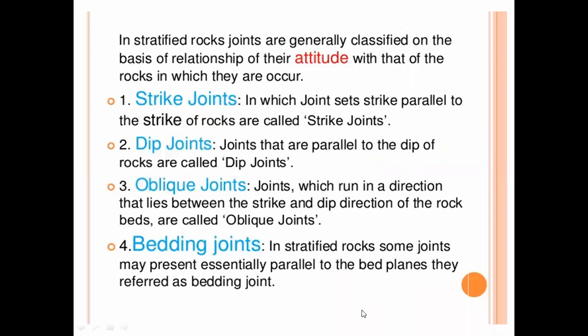Now we will see the meaning of these three types. First we will discuss the meaning of strike joint. It is simple: the joints which are parallel to the strike of the rock. You know what the strike direction is. Dip joints are joints which are parallel to the dip. Oblique joint: the joints which are not parallel to the strike or dip, they run oblique to strike and dip. Oblique joints are those which are neither parallel to the strike nor parallel to the dip. Such joints are called oblique joints.